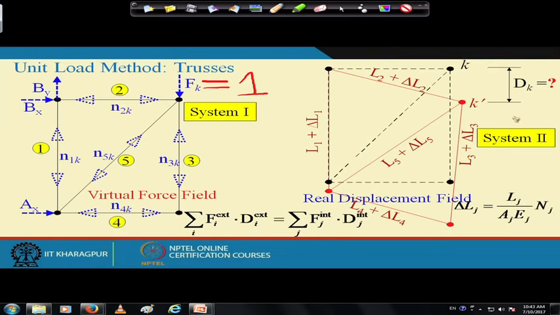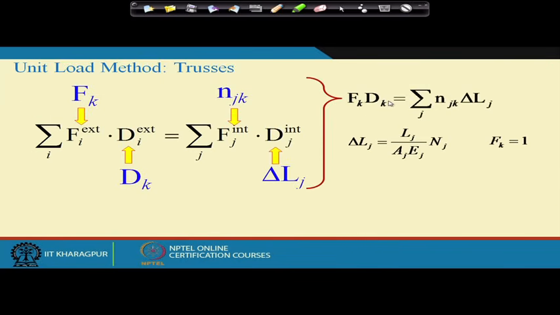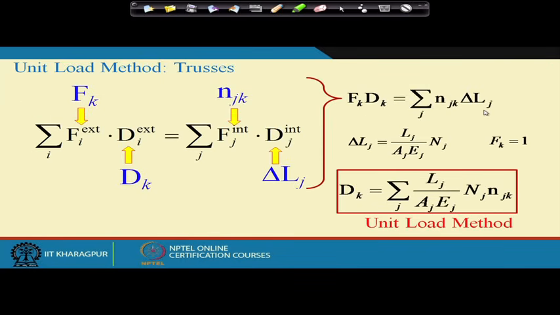We also know the internal elongation of this member from this. Then take these as F external, F internal, this is d external, and these are all d internal. Substitute in this equation and get the final expression like this, and this is called the unit load method. So, we have just introduced the unit load method.